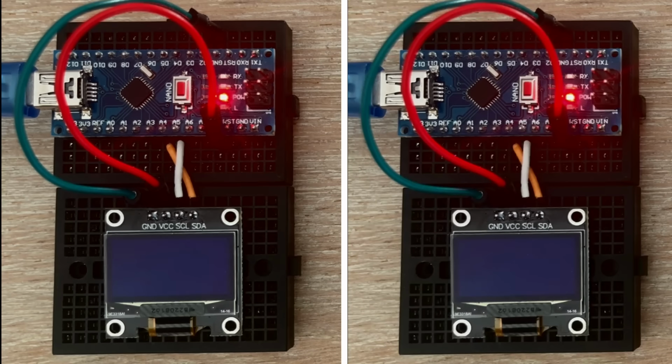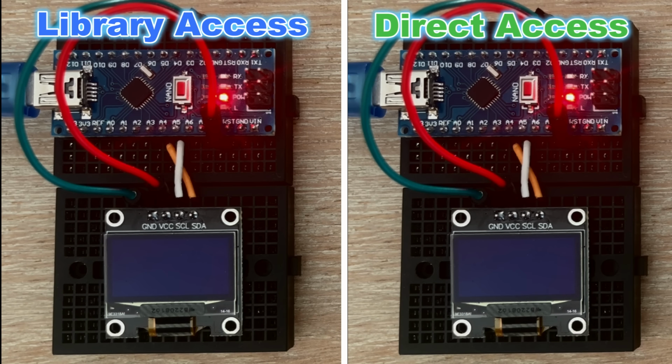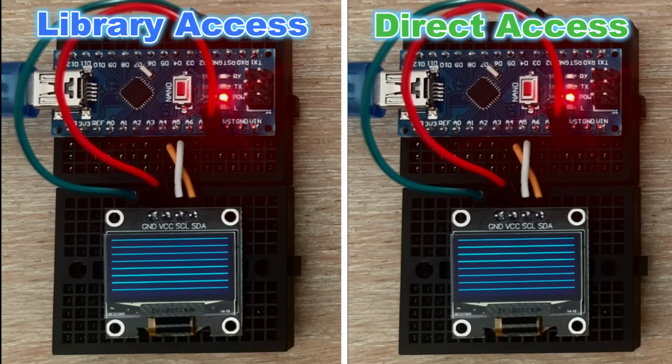Let's run both versions side by side and display the duration on the screen once the drawing and rendering process is complete. The codes are loading. And as expected, direct buffer access is faster. But the difference isn't as big as I initially thought it would be. But then I noticed something.